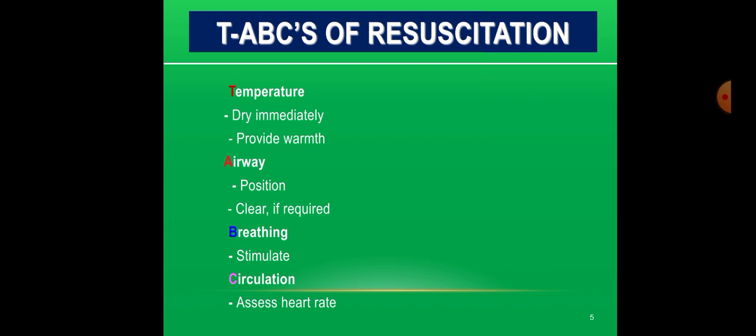The TABC of resuscitation: T means temperature, A means airway, B means breathing, and C means circulation. For temperature maintenance, dry the baby immediately and provide warmth. For airway clearance, positioning should be done and the airway should be cleared if required. And for breathing, the baby should be stimulated by tactile stimulation. And for circulation, assess heart rate and give resuscitation.